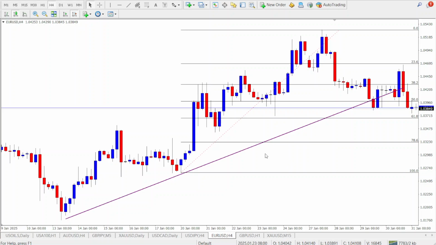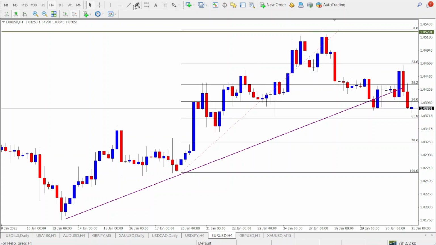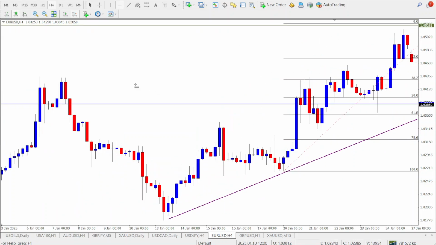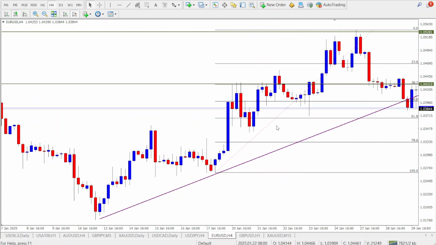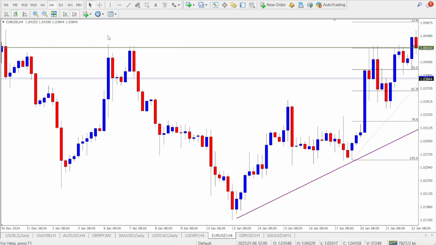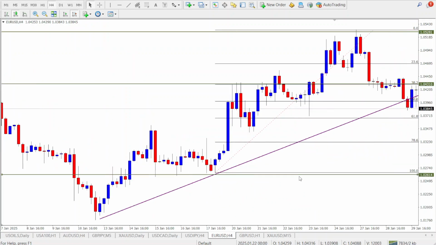Now Fibonacci is a powerful tool, but it works best when combined with price action. Here's how. You should be looking for confluence. When a Fibonacci level aligns with support or resistance, for example, if you had already manually drawn your support and resistance level, remember that support and resistance levels are areas where you had multiple rejections, at least two rejections.